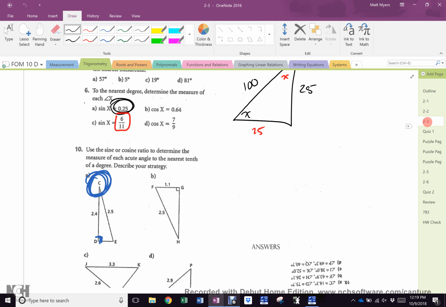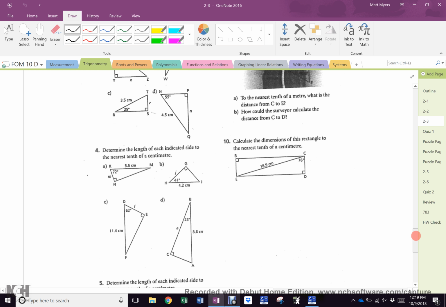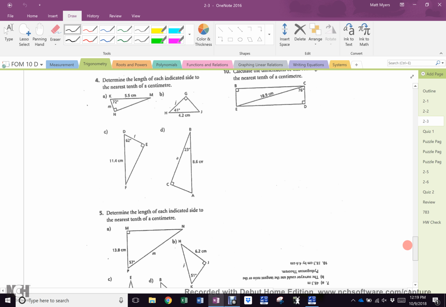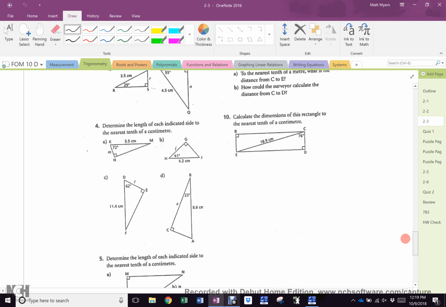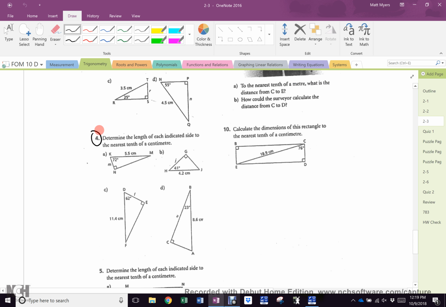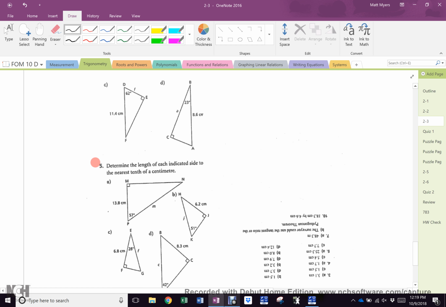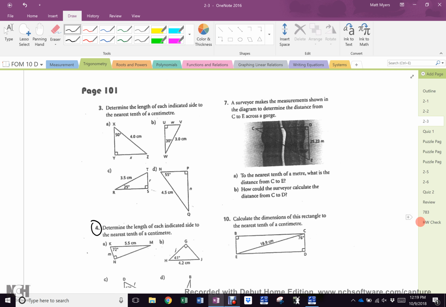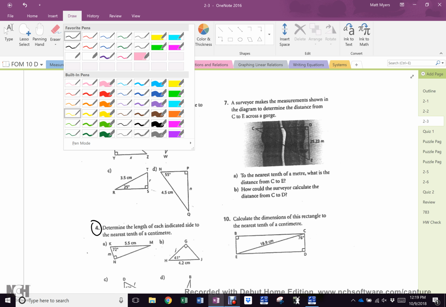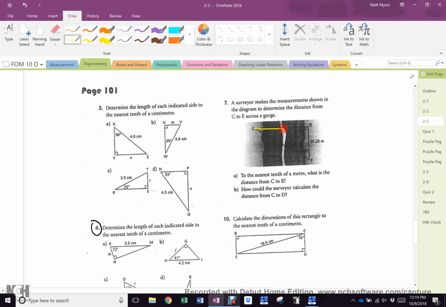Please listen up. On page 60, we're not going to do them all. We're going to do 4, 5, and 6 is really hard to read, so I'm going to draw it in yellow so you can see it better. 7, sorry.